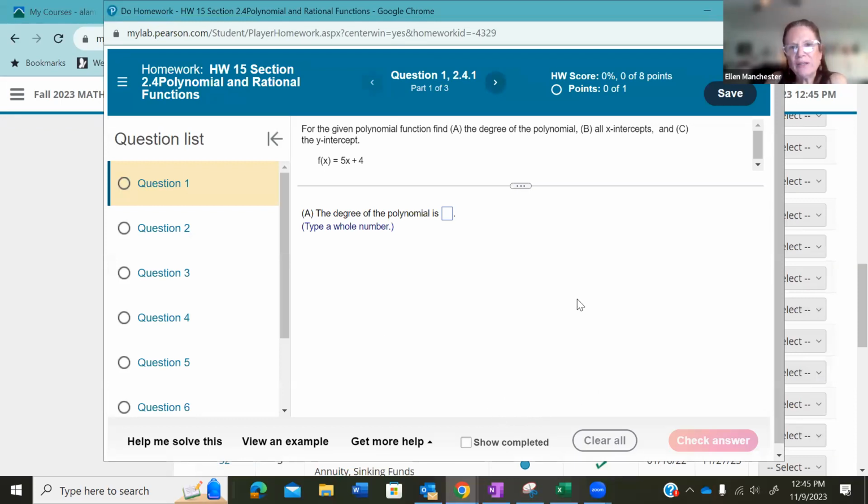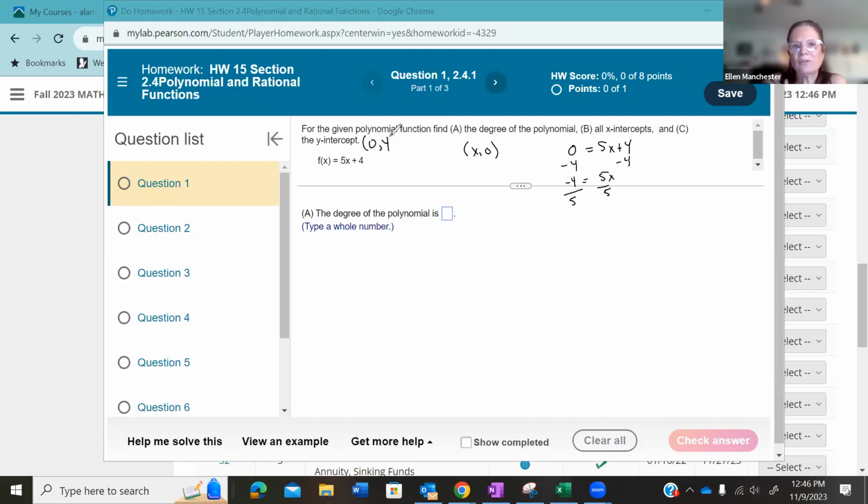Okay, so do you see it? All it's asking for is the degree of the polynomial. You look at your highest exponent, and in this case, it's just a 1. And then it's asking for x-intercepts. Well, you guys already know how to do x-intercepts. X-intercepts is when the y is 0. So it's 0 equals 5x plus 4. Subtract 4. You have 5x equals negative 4. So x equals negative 4/5. That's your x-intercept.